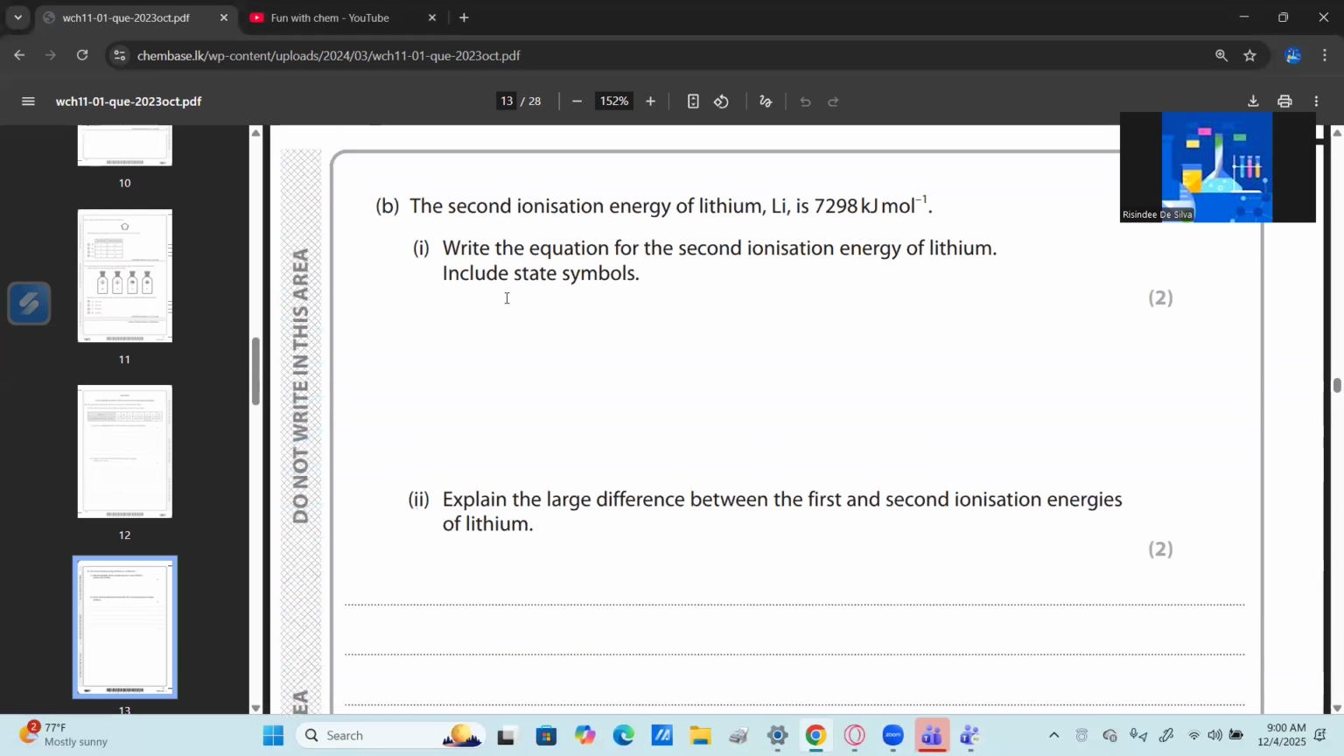The second ionisation energy of lithium is given. Write the equation. So that means we are removing the second electron from a gaseous ion that has already removed the first electron. So it should be written like this.